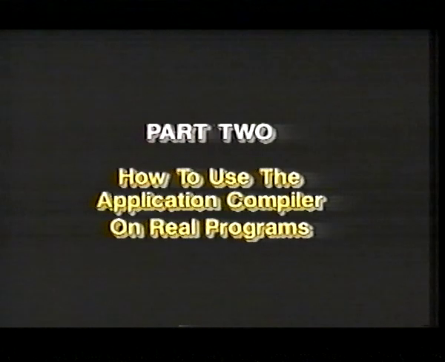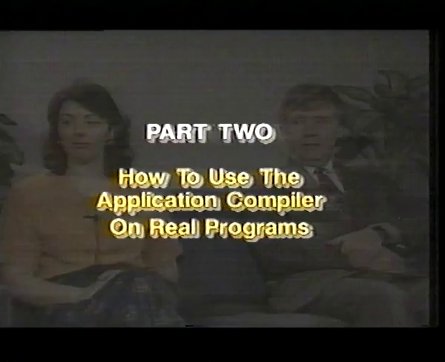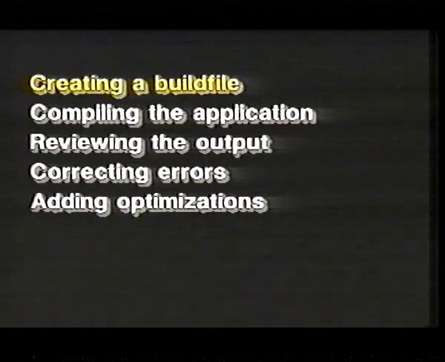We will explain the process of using the application compiler on real programs. Gene and John will give me some assistance in explaining some of the finer points of using this product. There are 5 steps to making full use of the application compiler. At each step, we will answer those questions which our users have asked us about. Let's begin by looking at the process of creating a build file.